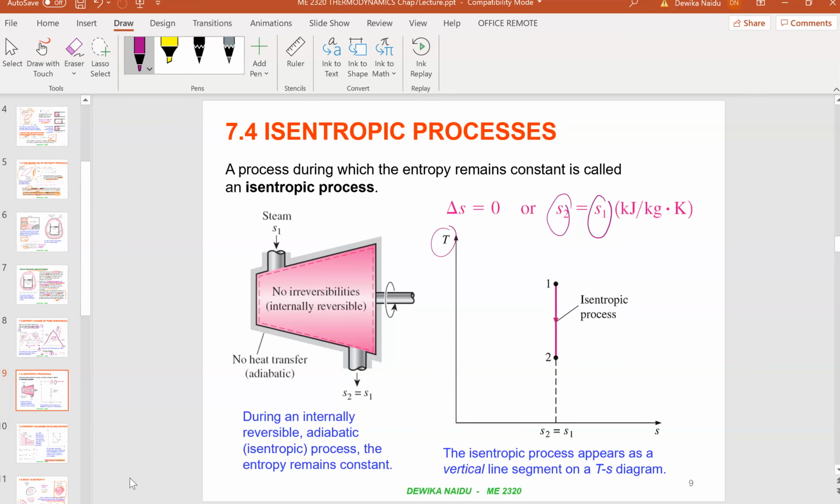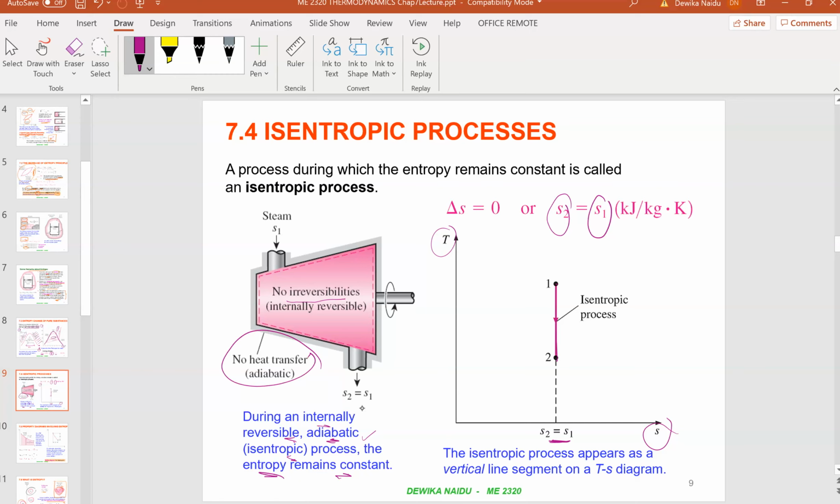In a TS diagram, it would be plotted as a straight line like this because it's constant. S2 equals S1, right? Straight line. It also means that during an internally reversible adiabatic process, the entropy will remain constant. So there are no irreversibilities, and adiabatic means there's no heat transfer as well.